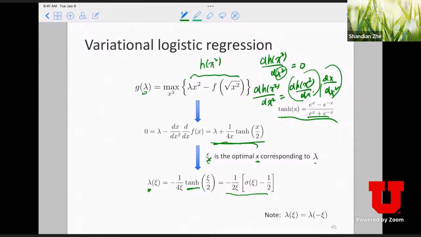Our observation is that if you look at the mapping between qc and lambda, it's actually symmetric, because qc and minus qc correspond to the same lambda. This is the reason. It's very easy to test this symmetry here, but conceptually, qc and minus qc correspond to the same x squared, right? Correspond to the same qc squared.